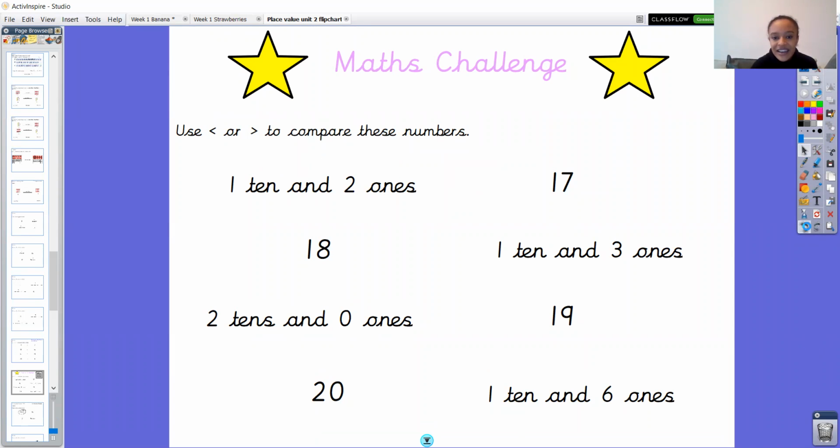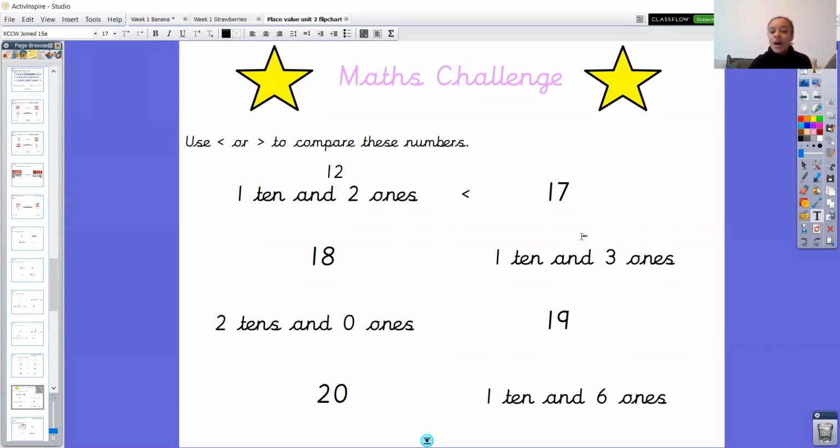Brilliant. So let's have a look. There we go. We've done that one already. So 12 is less than 17. Well, on this one now, we've got number 18 here. 1 ten and 3 ones. That gives us the number 13. 18 is more than 13.